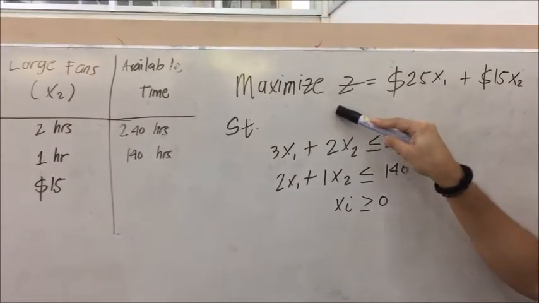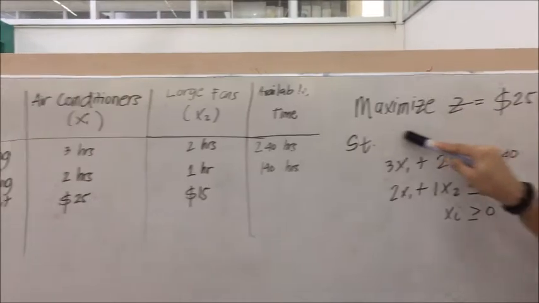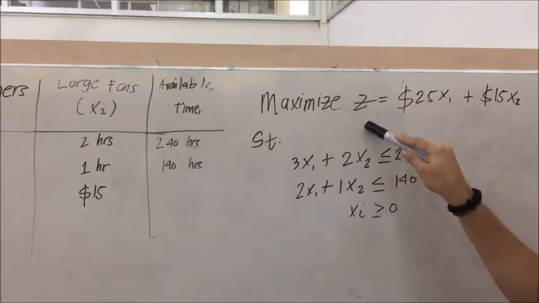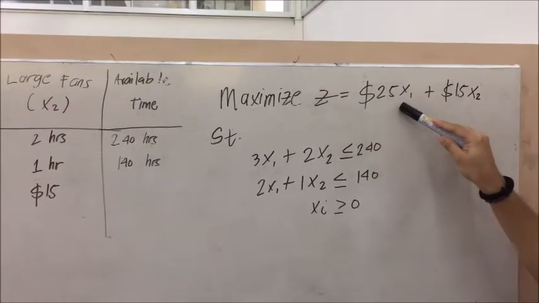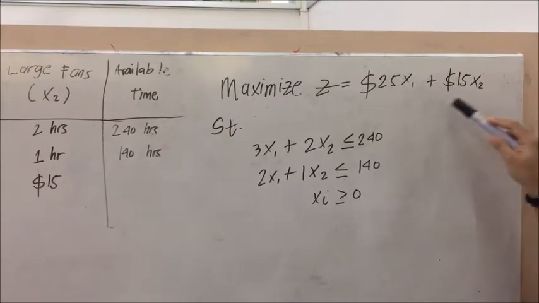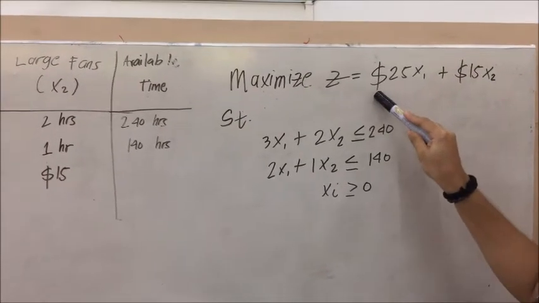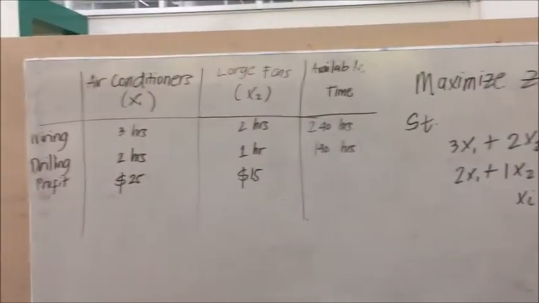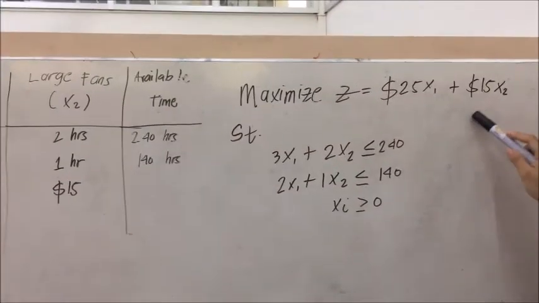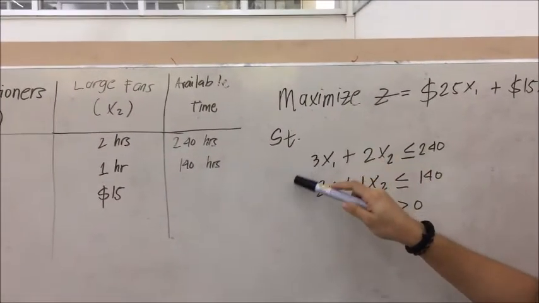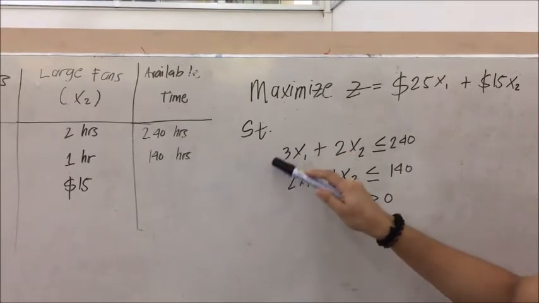So, since the problem states that we have to maximize profit, we use the word maximize. Z is equal to $25x1 plus $15x2. So, $25 means this is the profit for air conditioners and $15 for large fans. So, it is also subject to the two constraints.